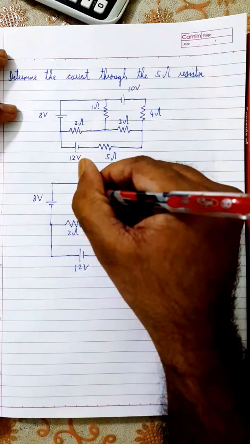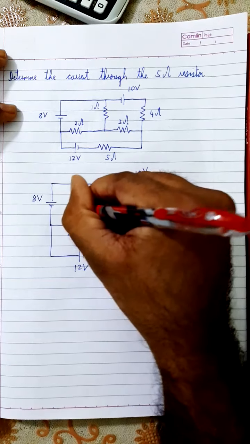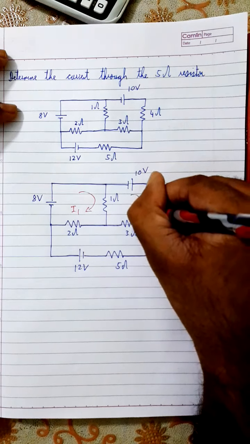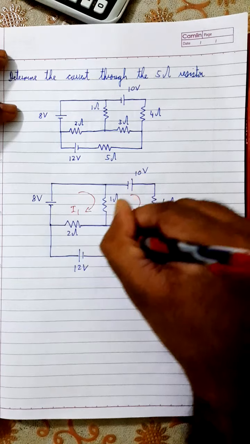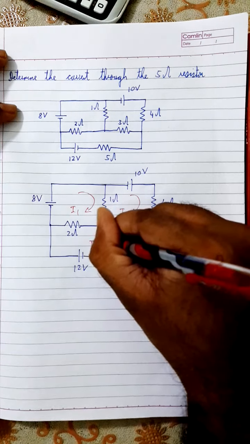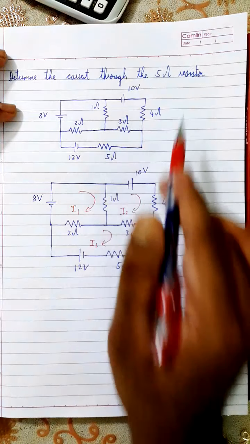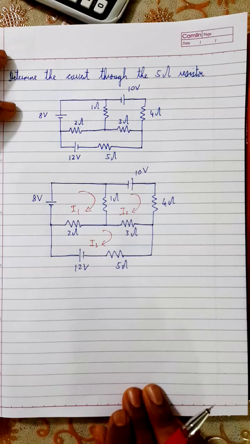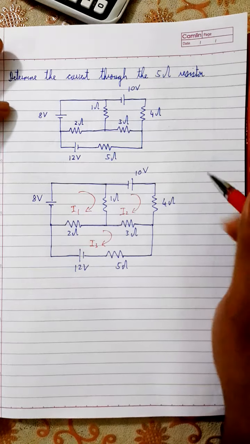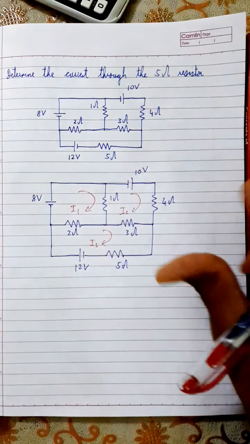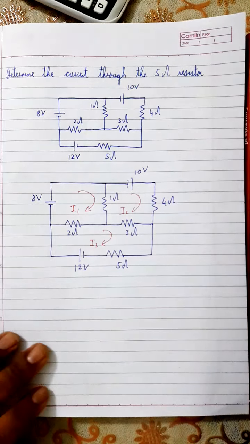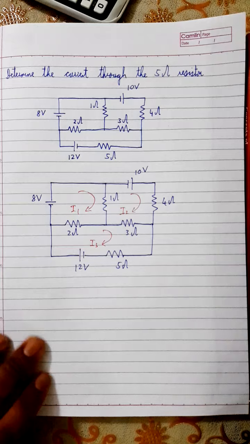So suppose I mark this as I1, this as I2 and this as I3, then the current flowing through this 5 ohm resistor is I3. So that means the question is finding I3 itself. That's the question over here.